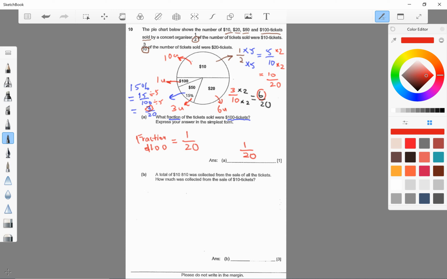So the second part of the question: a total of $10,810 was collected from the sale of all the tickets.